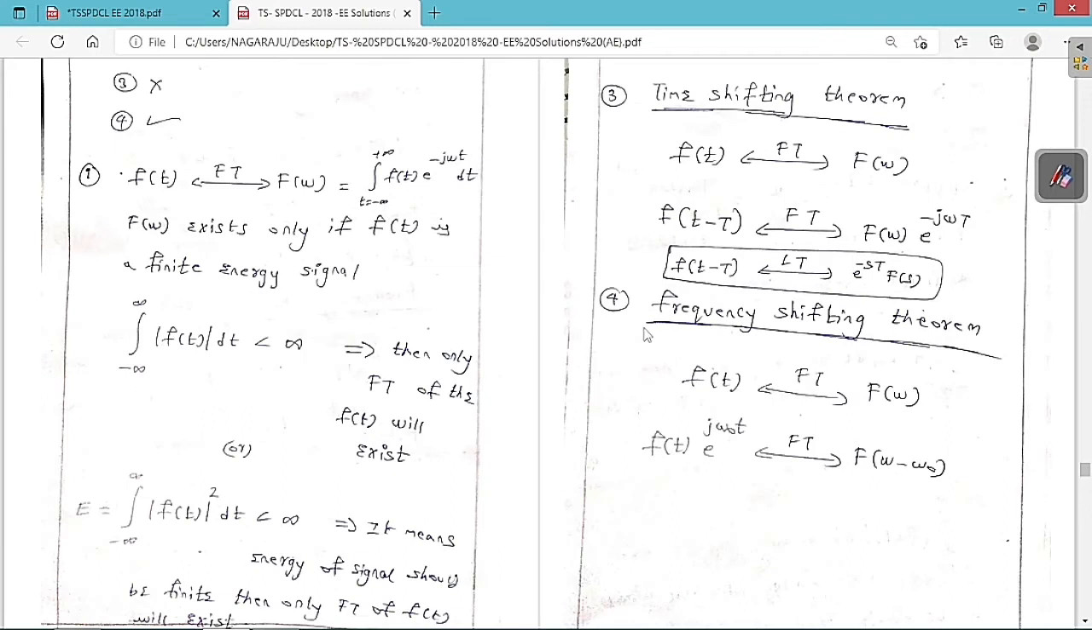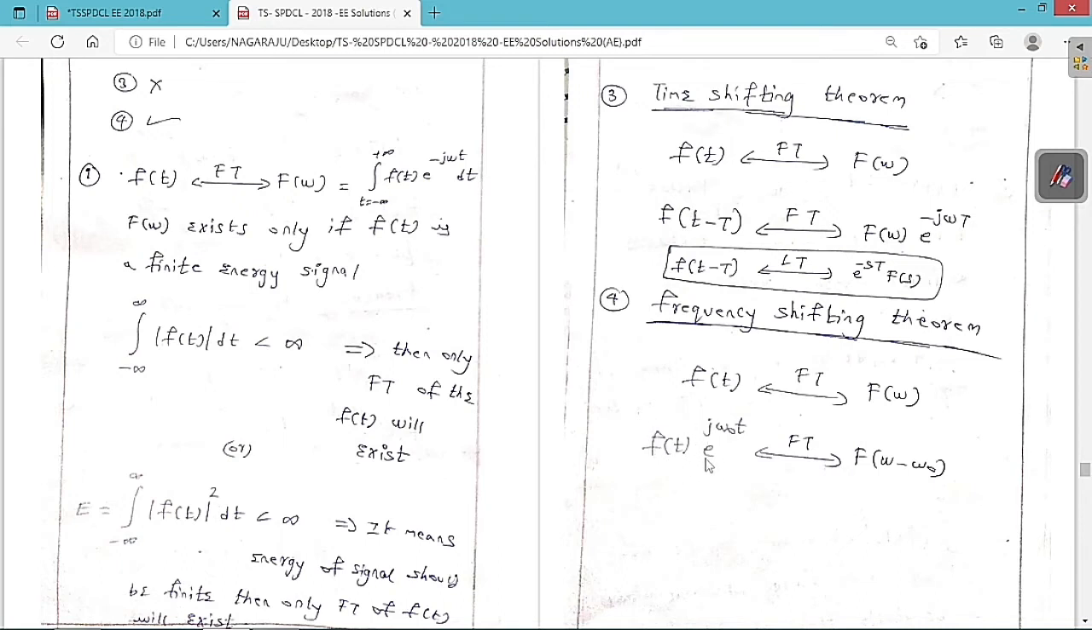Now the next one is statement 4, which is the frequency shifting theorem. Frequency shifting means we shift the signal in the frequency domain, and then we need to figure out what the change is in the time domain. For f(t), if the Fourier transform is F(omega), then F(omega minus omega naught), a small shift in the frequency domain, will give a signal f(t) into e to the power of j omega naught t. This is a very important one, and we can easily find it with the help of the formula also.